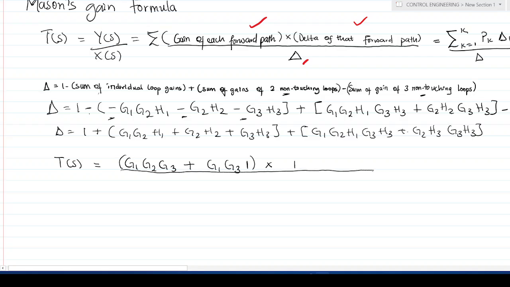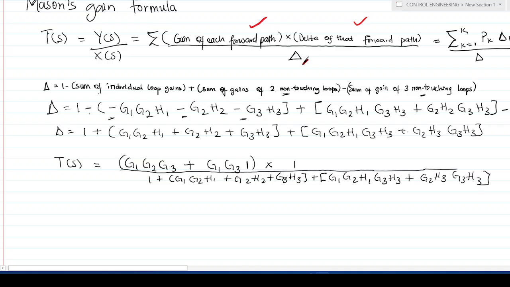All over delta, which is 1 plus G1, G2, H1 plus G2, H2 plus G3, H3 plus the sum of non-touching loops, G1, G2, H1, G3, H3 plus G2, H2, G3, H3. And this is the final transfer function for our overall system. It's as easy as that.